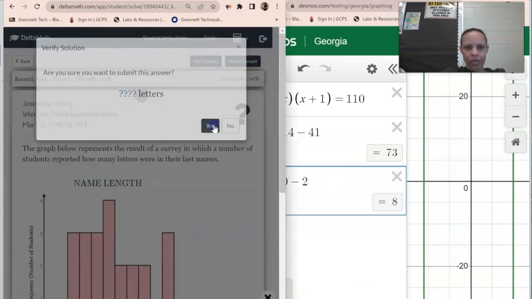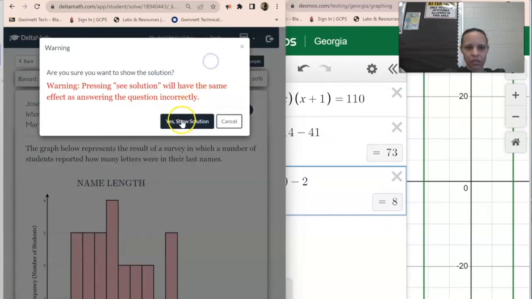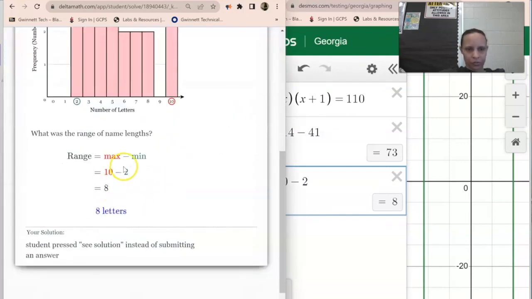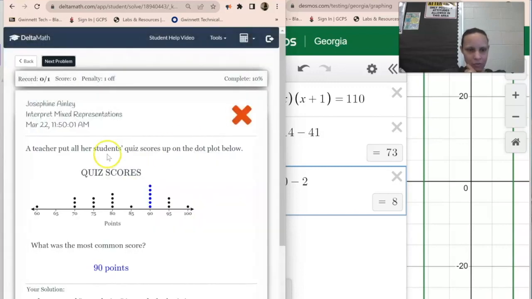Again, I'm going to get it wrong so I can get some more. All right. See solution. So again, my maximum letters is 10, my min is 2, so it's going to be 8. Let's see what else they got. What is the most common score? What do you see happening the most is going to be 90, because this happens however many times, this is the most. All right, I'll get that wrong so I can have some more. All right, so you see 90.